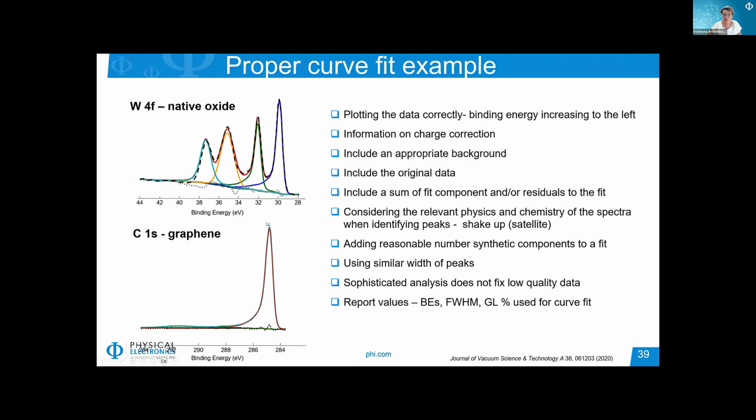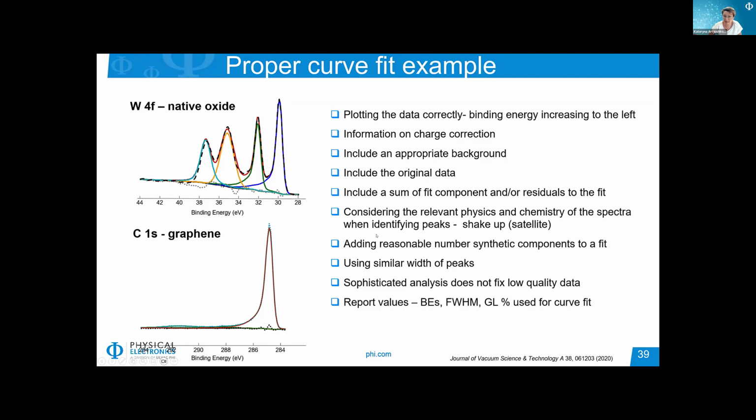So this is how a good, appropriate publication with appropriately curve fitted data should look. You always need to report how the charge correction was done. You always should include the background that you used. You need to show the original data. You need to include the sum of all of the physical components and the residuals that result. You must not forget all of the physical processes that happen: shakeups, satellites, spin orbit splitting.